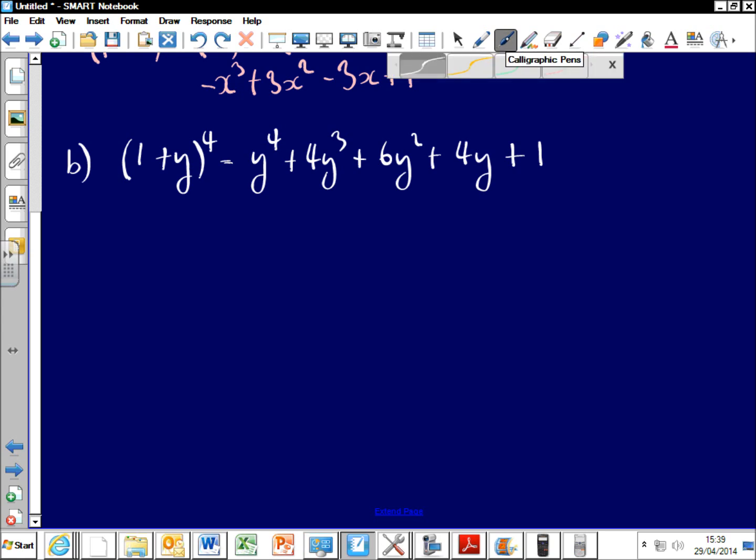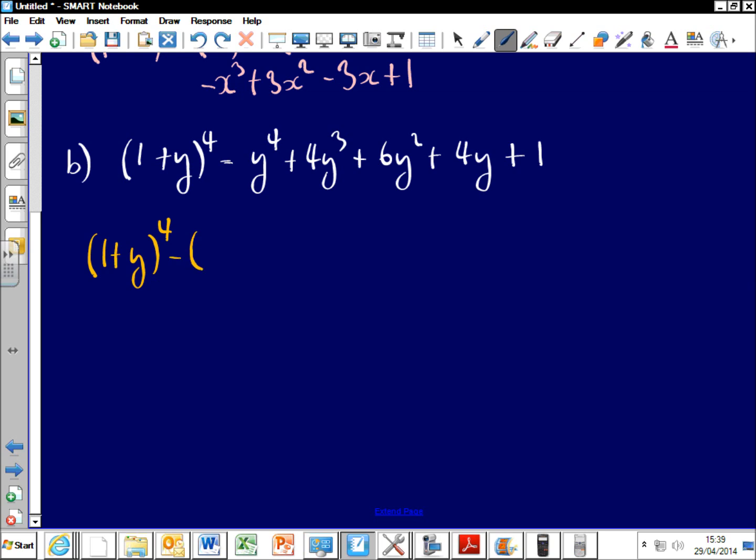And then it says, if you can do the expansion of that, we're going to take away this one. Well, this thing here, 1 plus y to the power 4, is all of that stuff we just wrote down.